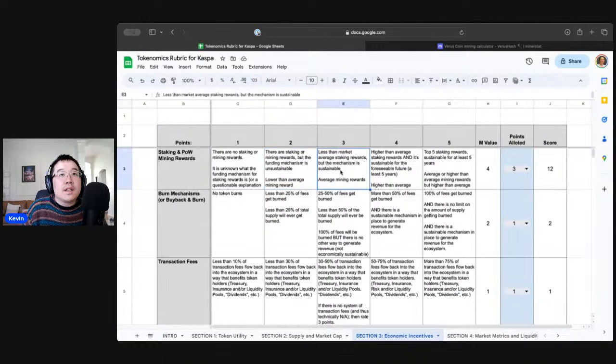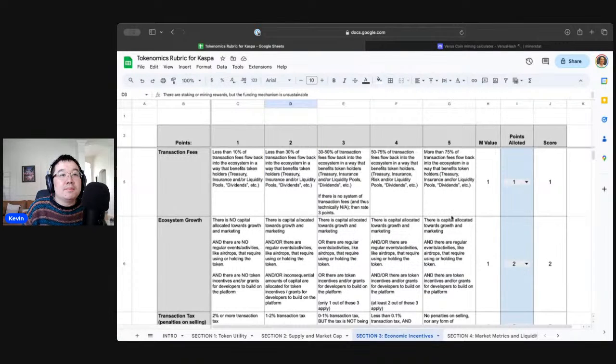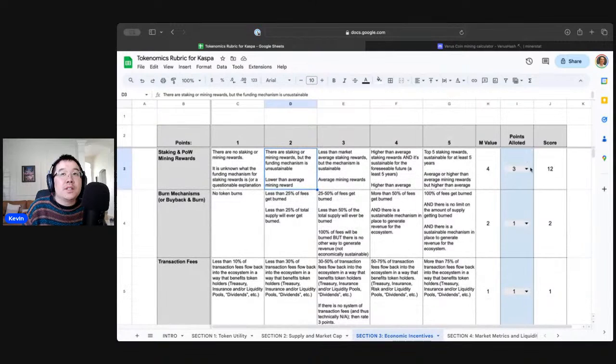So that's why I give it a 3, less than market average staking rewards or proof of work mining rewards, but mechanism is stable, so average. You could argue it's a 2 as well. You could go 2, in my opinion. You know what? Let me go 2. See, it auto calculates. This thing does it for you.